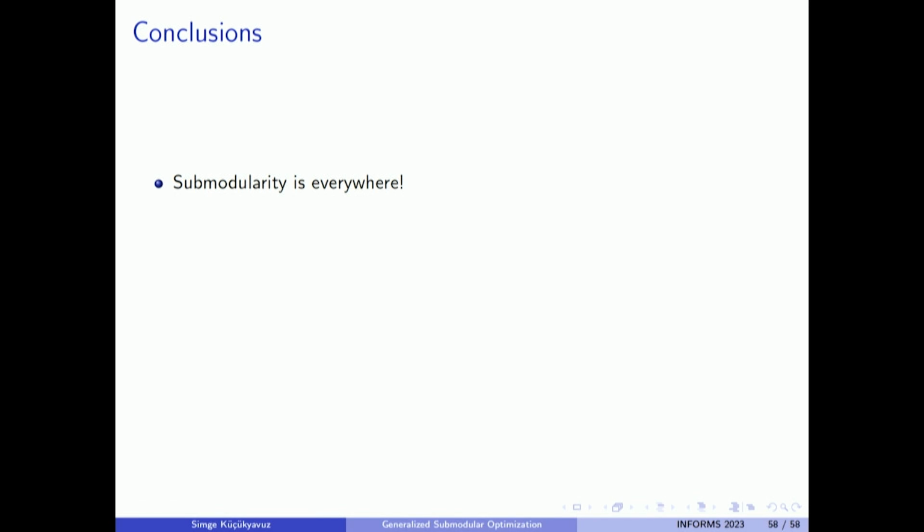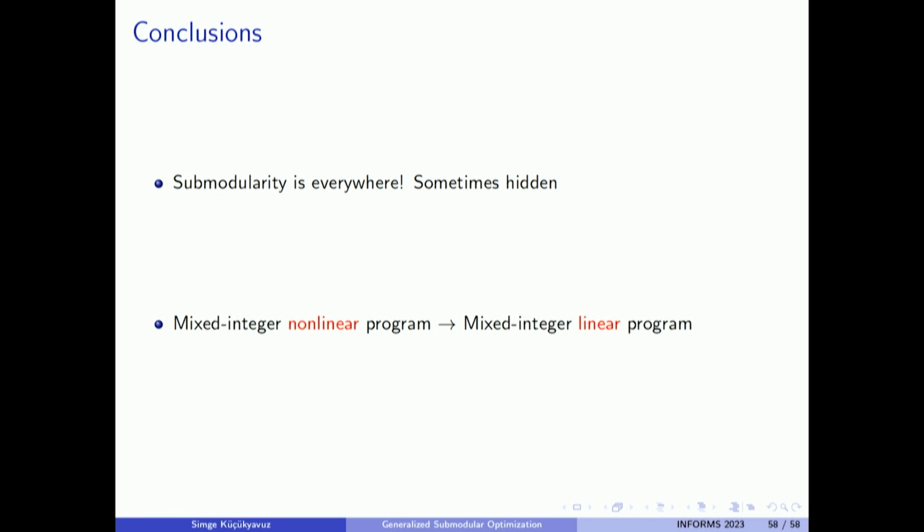So hopefully I was able to convince you that there are some problems that you might find interesting and that have this property. Sometimes it's hidden and you have to sort of dig it out. But if you can find it and you can use it computationally, you would benefit, and you would turn these nonlinear, non-convex looking problems into mixed integer linear programs if you follow this strategy. So I'll end there and answer any questions that you might have.